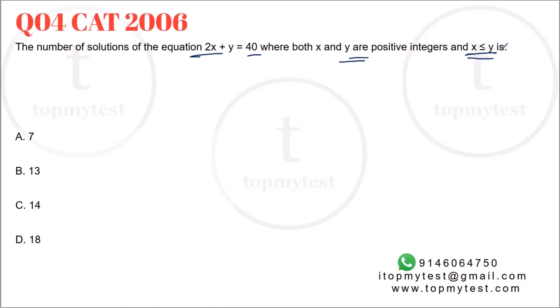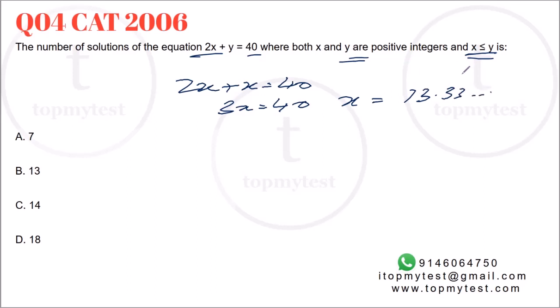Let's see what happens when x is equal to y. That will be the upper bound, right? If I put x is equal to y here, you will get 2x plus x equals 40, or 3x equals 40. So x will be 13.33. Now as x increases, y decreases, right? The moment x exceeds 13, it will become higher than y. So we know the upper bound of x is less than or equal to 13. Now let's see what we can put. If I put x is equal to 1, y will become 40 minus 2, which is 38, satisfies the answer.